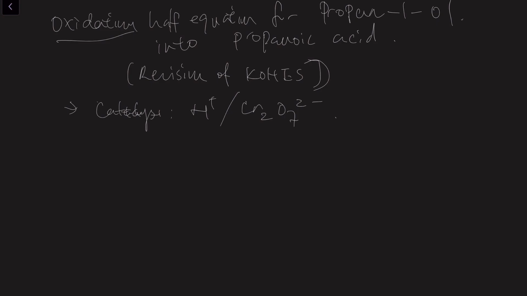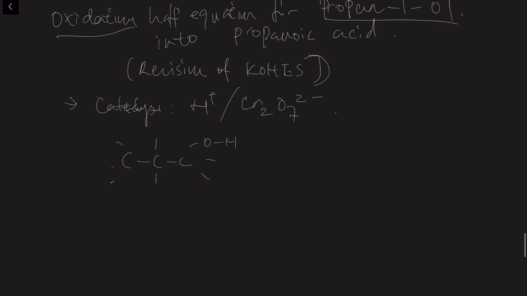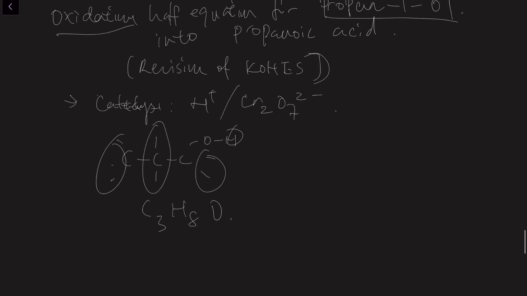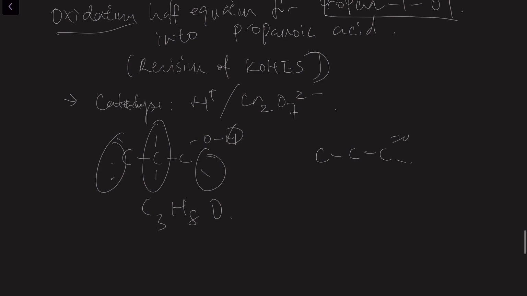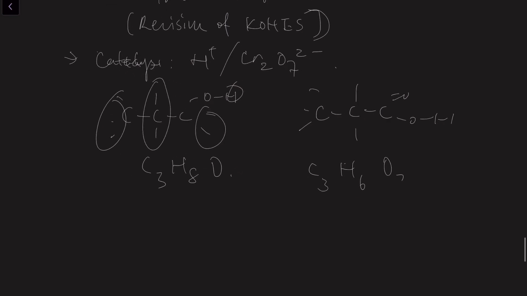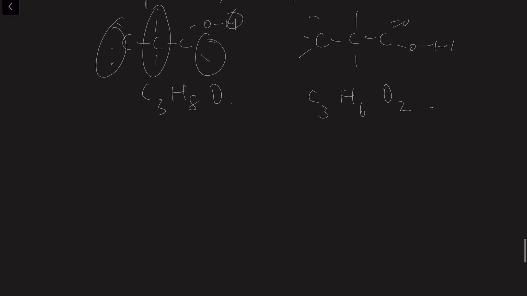So the first step is to determine the chemical formula of propan-1-ol. And I recommend you just draw it out. So we have 3 carbon, and 1, 2, 3, 4, 5, 6, 7, 8 hydrogen and 1 oxygen. For the propanoic acid, we have 3 carbon, 6 hydrogen, and 2 oxygen. So we are going from C3H8O to C3H6O2.